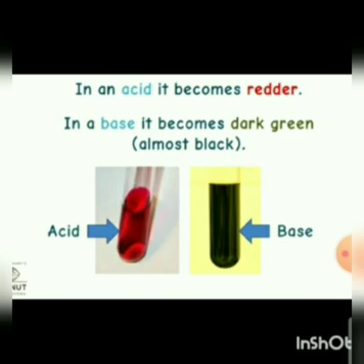In an acid, it becomes redder. In a base, it becomes dark green. Can you see that it is almost black? In acid, it becomes red, and in base, it becomes dark green.